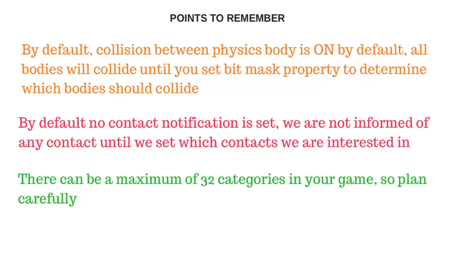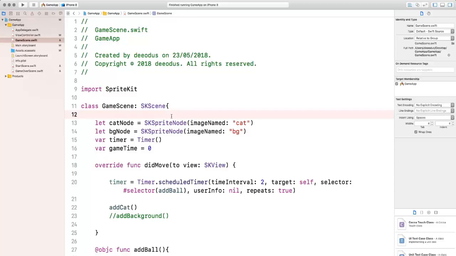So these are just the basic things that we'll cover, and then we're going to look in the next video how to actually use a little bit of this information. Like I said, I'm not going to be covering this in depth in the game because our game is very simple. What we need to do next is to conform to the SKPhysics contact delegate, which is a delegate protocol that allows us to detect contact between two physics bodies.